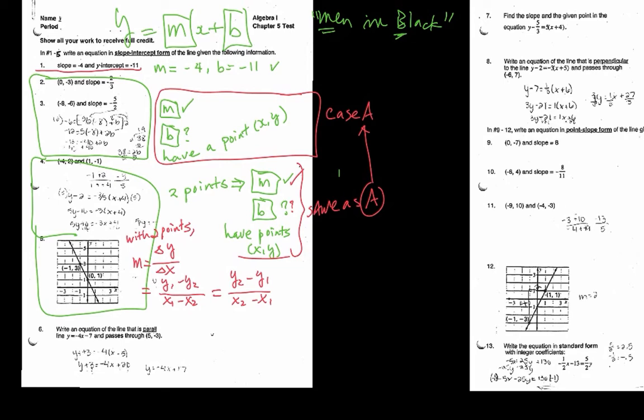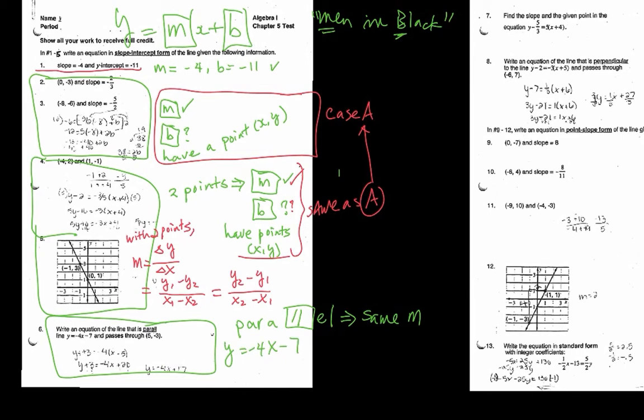Let's call it case A. Number 6 is a line you're given, and you're supposed to find a parallel line, and you have a point. Now here's a little secret. Parallel looks like two L's, so think of a train track. When you have parallel lines, they have the same slope. So the slope of the clue they gave you is the same slope.